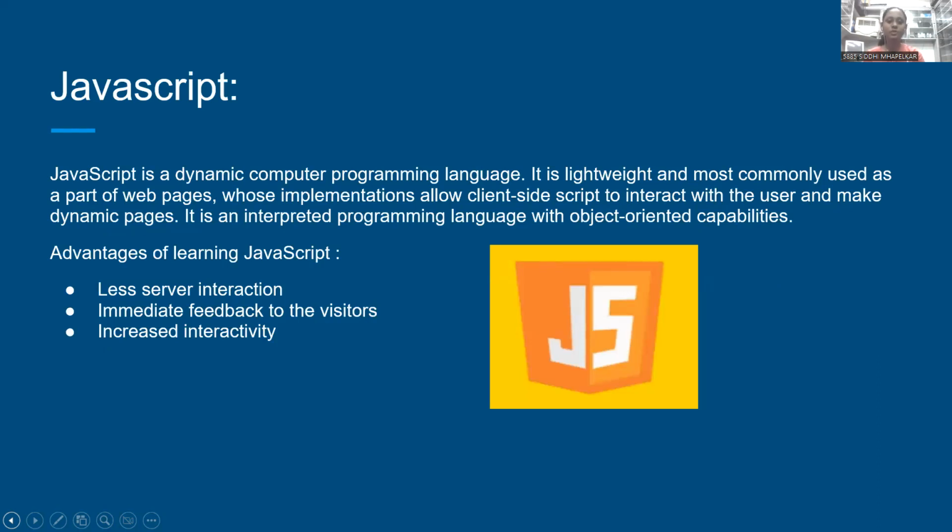JavaScript is used for the functionality of the website, and JavaScript is a dynamic computer programming language. It is a lightweight and most commonly used part of web pages. Besides web pages, JavaScript is also used in server and desktop applications, whose implementations allow client-side script to interact with the user and make dynamic pages. It is an interpreted programming language with object-oriented capabilities. Advantages of learning JavaScript: less server interaction, immediate feedback to the visitors, increased interactivity.